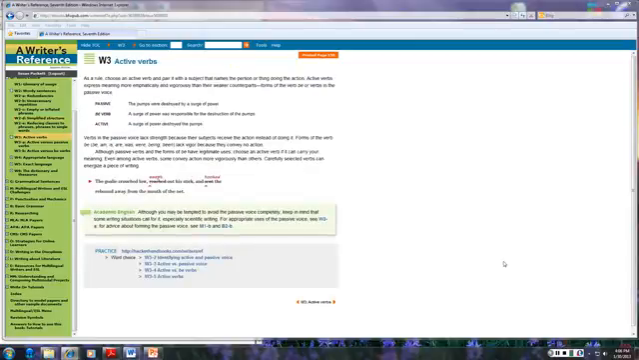W3 has to do with active verbs, and that means that you want to use verbs that express the action of the subject, as opposed to something other than the subject performing the action. If something other than the subject is performing the action, it's called passive voice. So "the pumps were destroyed by a surge of power" is passive. "A surge of power destroyed the pumps" is active.